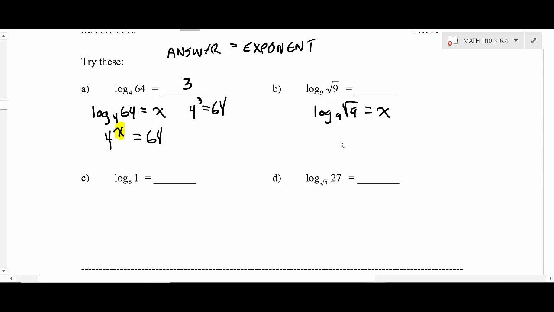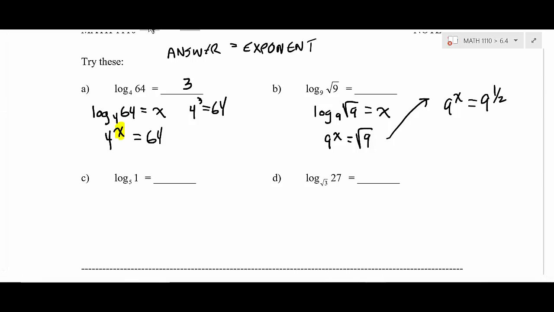Now, exponential form is going to be 9 to the x equals square root of 9, okay? So what is the square root the same thing as far as an exponent? What did you learn? It's what power? 1/2, good, okay? So you could either do that in your head, or you could just write that square root of 9 as 9 to the 1/2.